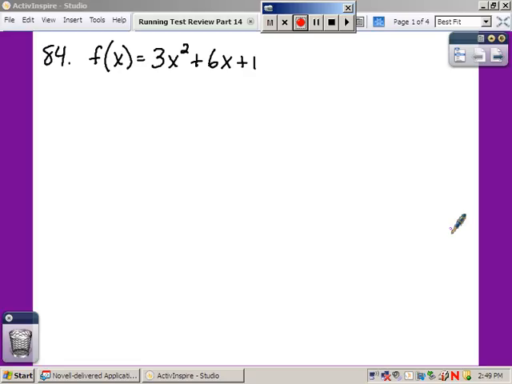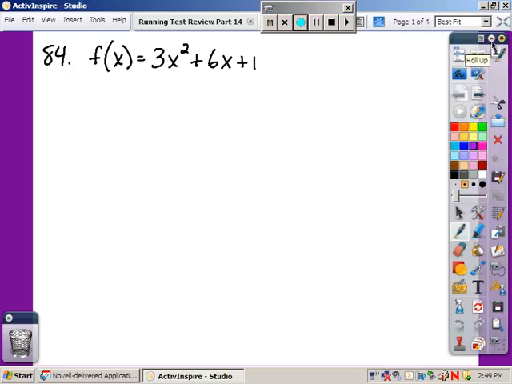Page 14 deals with quadratic graphing. We've actually done both of these in class now, so I don't think you're going to see anything different in these problems than we did in class. But it's a good idea to look at it just to make sure you have the procedure down.